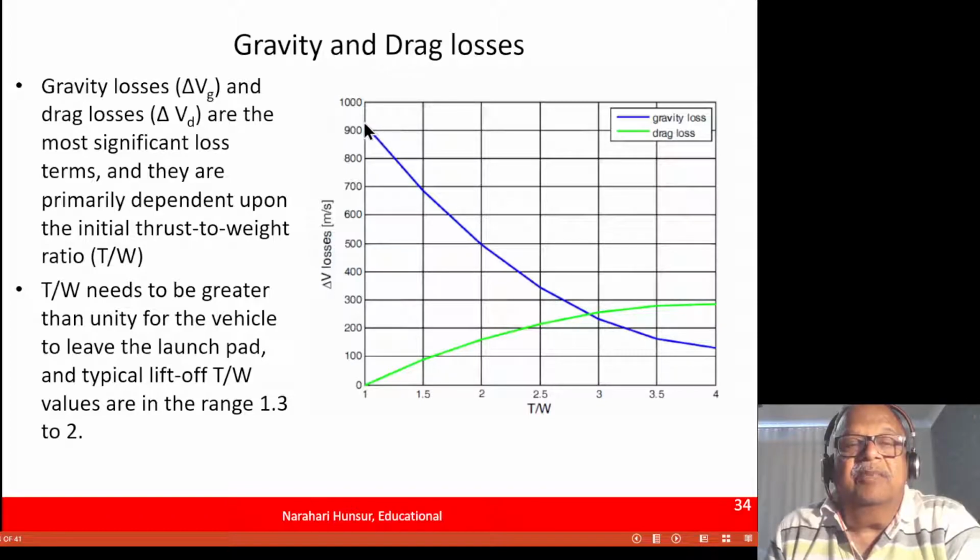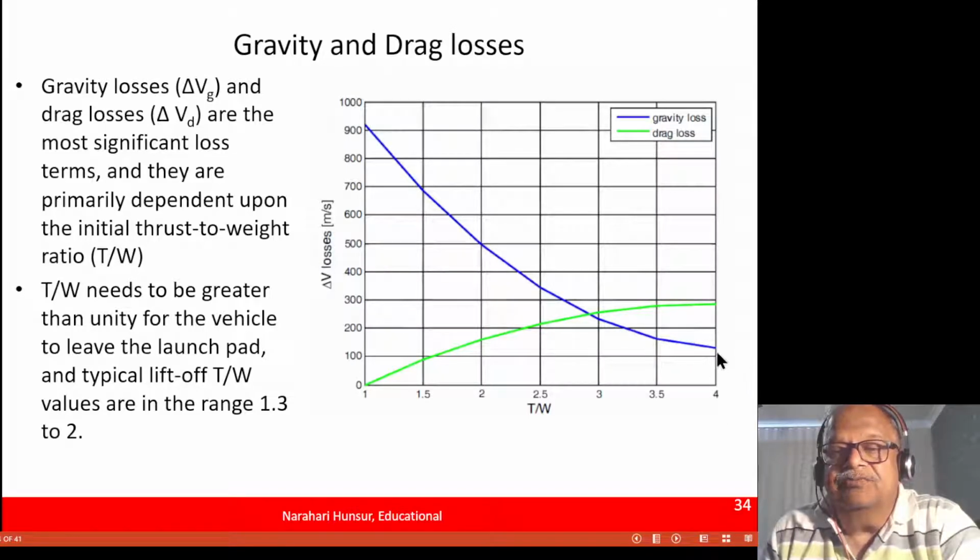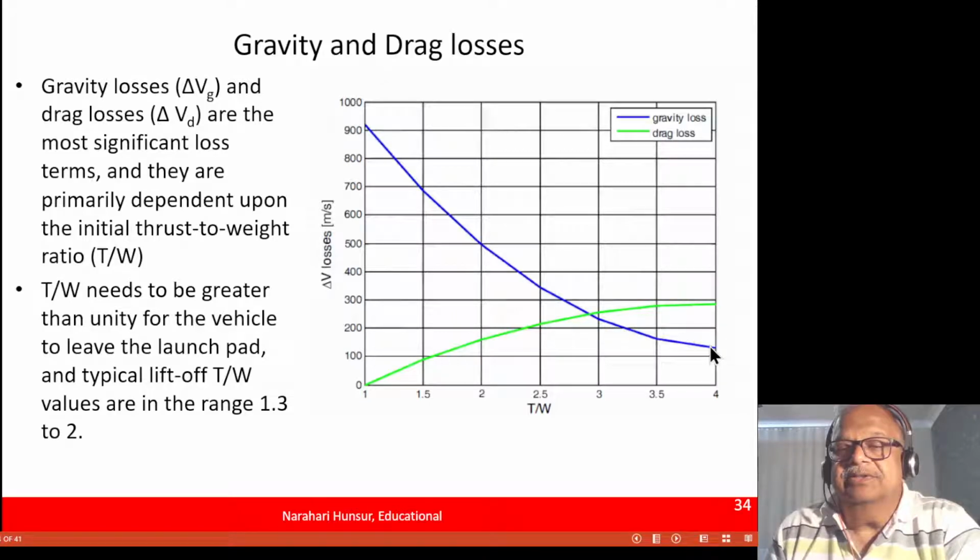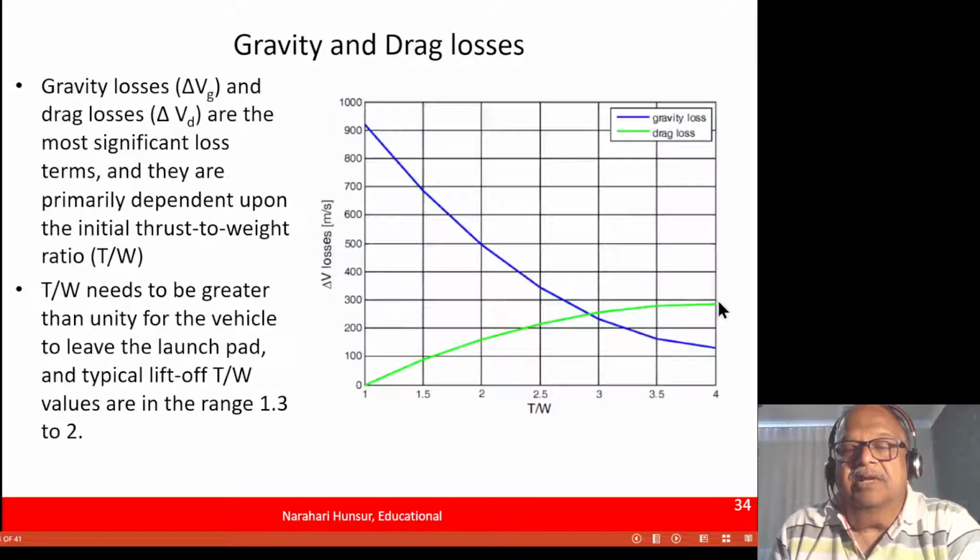And that is from 900 meters per second at a low thrust to weight ratio, because low T by W means you're spending more time working against gravity. It goes down further to 4. When the T by W is 4, the gravitational loss is the lowest. Exactly the other way, the green line indicates the drag losses, which is very low at low T by W, and increases rapidly when the T by W is 4.